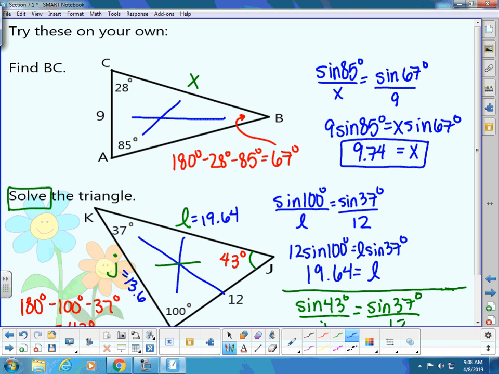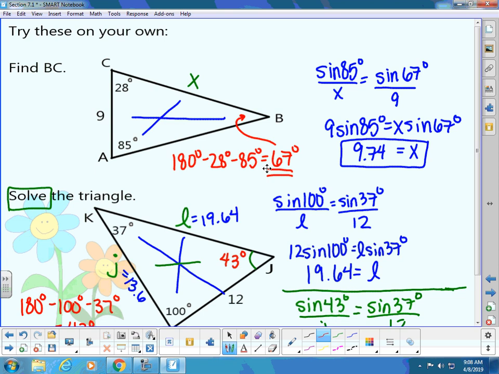Okay, here are the correct answers if you want to check your work. For the top problem, side BC is what I'm solving for. In order to get that and get my 2 pairs of opposites, I needed another angle. So I went ahead and did 180, take away the 2 I have. I got 67 degrees, and that allowed me to find 2 pairs of opposites.